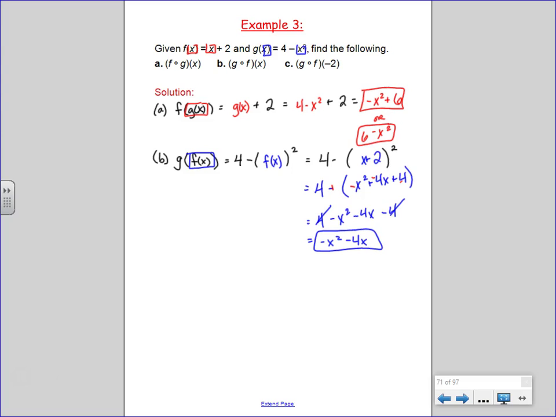There are 2 ways of doing it. So you just do it like you would before. 2 different ways of doing letter C.